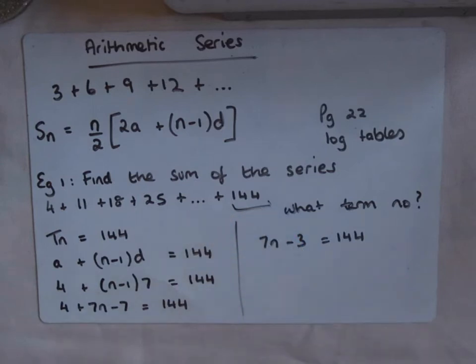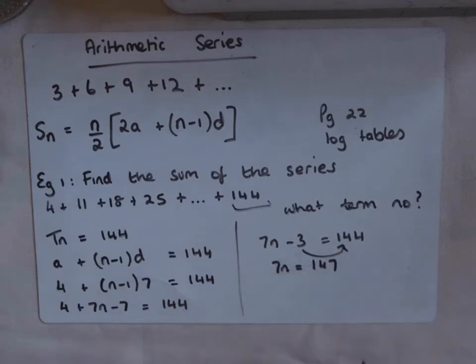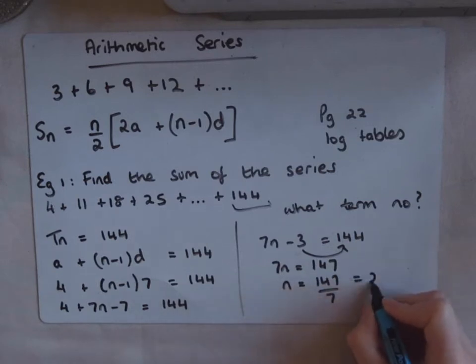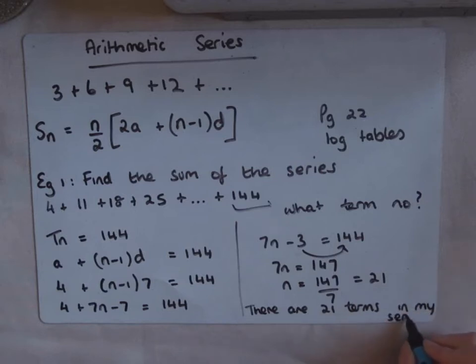Okay, so we're going to bring that minus 3 over and it's going to become plus 3. So 147. So then n is 147 divided by 7, which is 21. So what that means is there are 21 terms in my series. So if I'm looking for the sum of the series, I'm looking for the sum of 21 terms, S of 21.